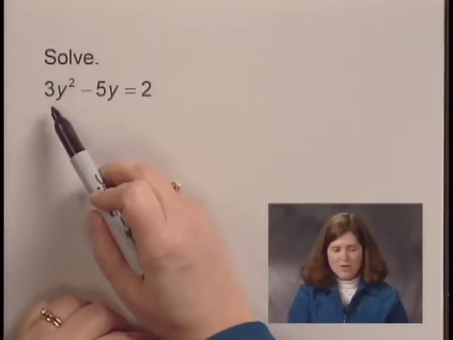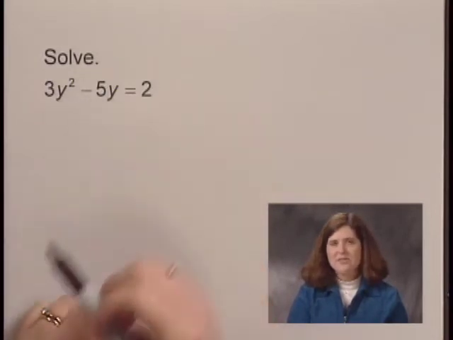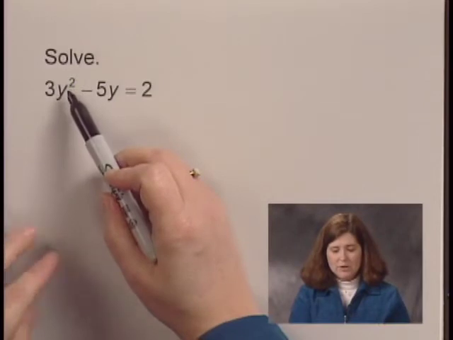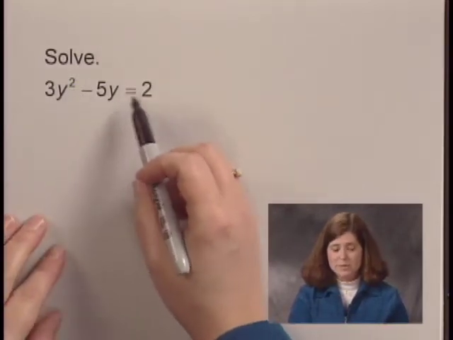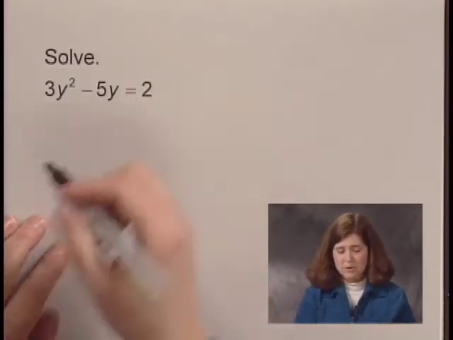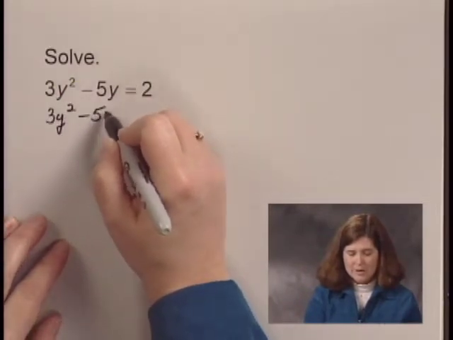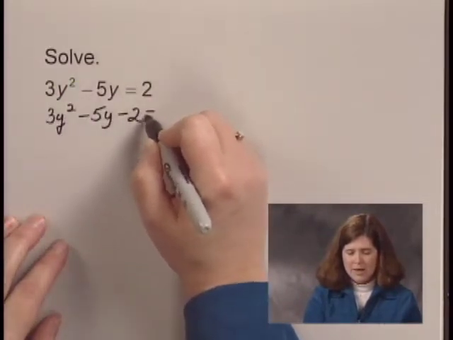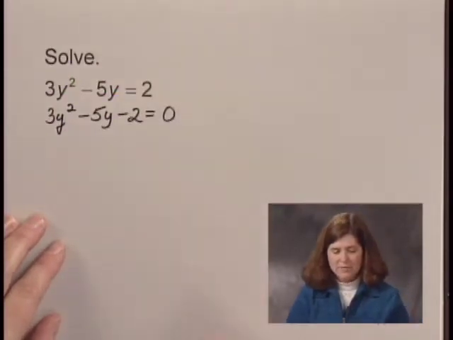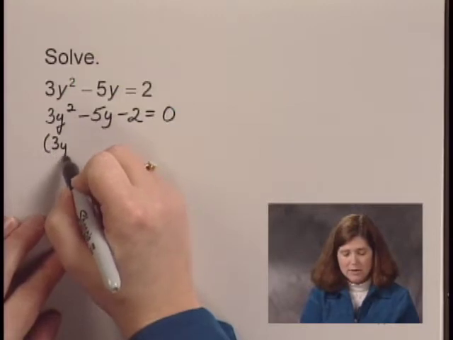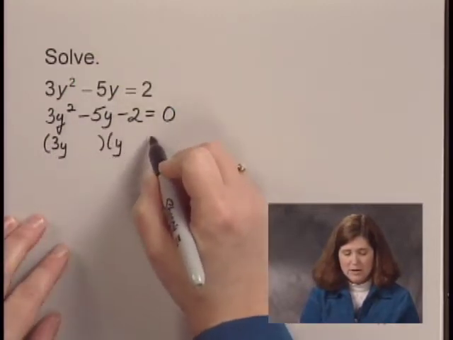For this problem, we solve the quadratic equation 3y squared minus 5y equals 2. Since we have a y squared term and a y term, I will subtract 2 from both sides to get 0 on one side of the equation. And then I will see if I can factor. If I can factor, I will factor into two binomial factors.